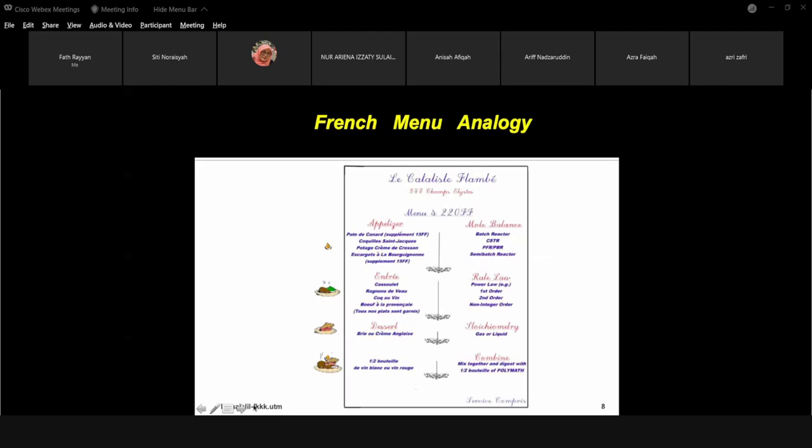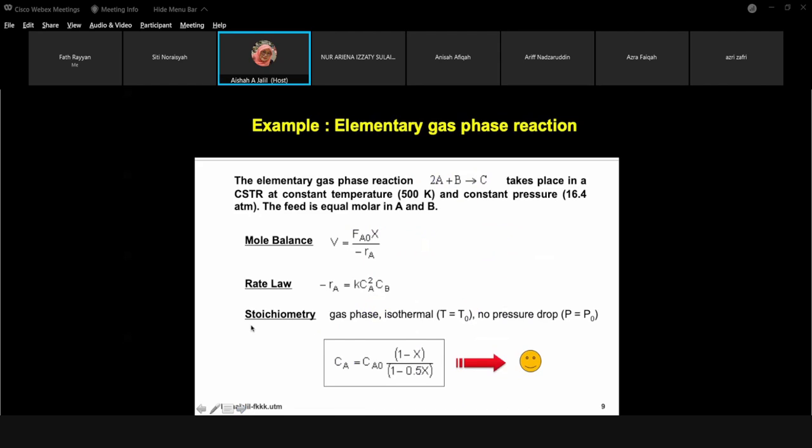This is analogous to the French menu. I think it is very simple, you can easily understand. This is an example: an elementary gas phase reaction, 2A plus B to C, takes place in a CSTR at constant temperature and pressure. Given the feed is equimolar in A and B.